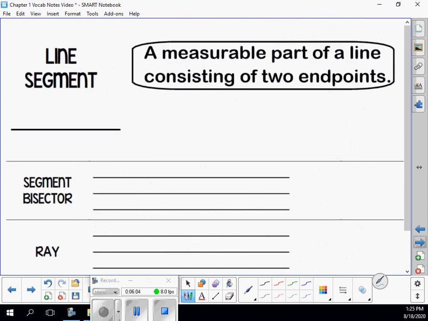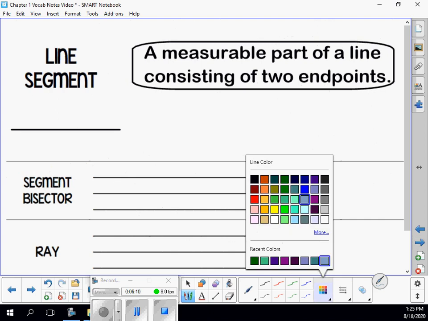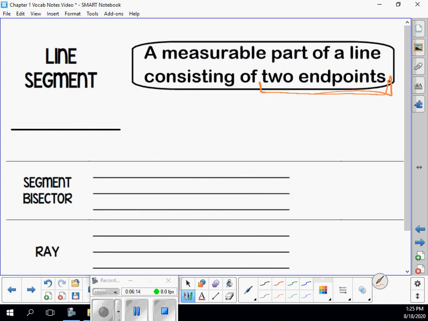A line segment. A line segment is a measurable part of a line consisting of two endpoints. The two endpoints part is extremely important. That means it starts and stops. So if you remember, a line goes on indefinitely in both directions. A line segment does not, because we can actually measure it. So there's endpoints on them, not arrows. Those endpoints will be named.